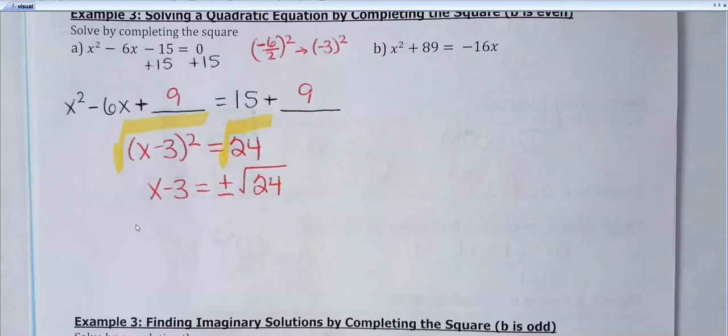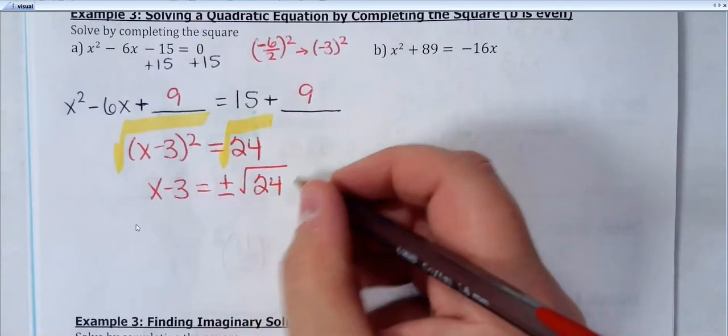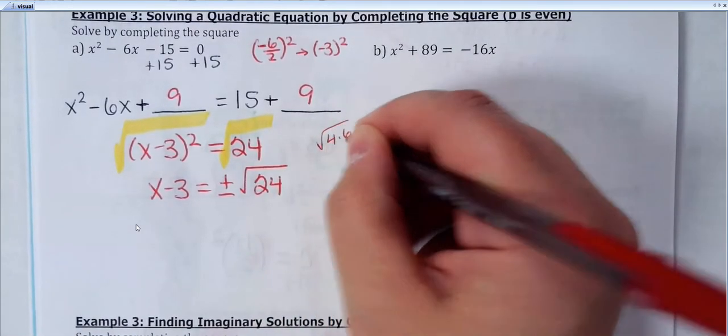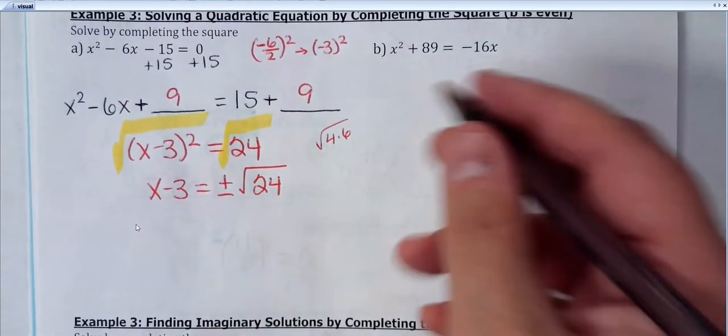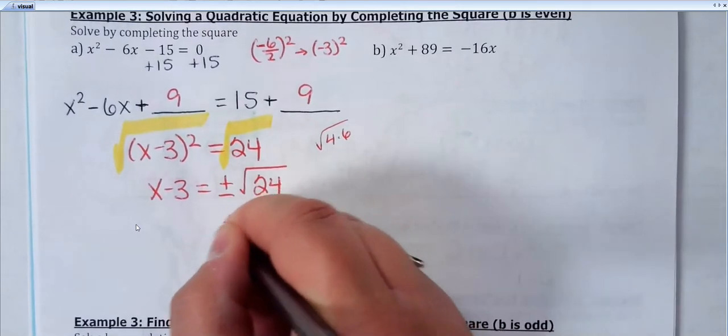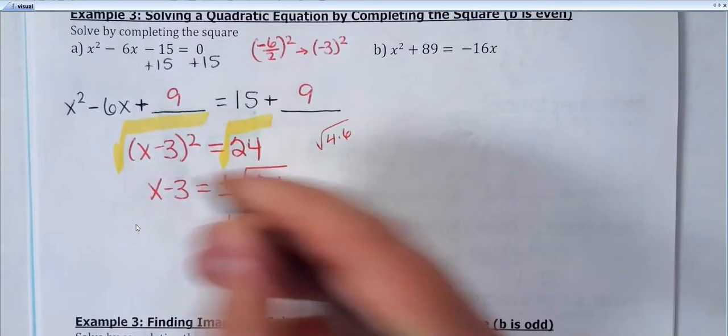Yeah. 2, good. If it was, I would do 4 times 6, the biggest perfect square. So you're going to pull out a 2. So this would be 2 roots of 6 in simplest radical form.